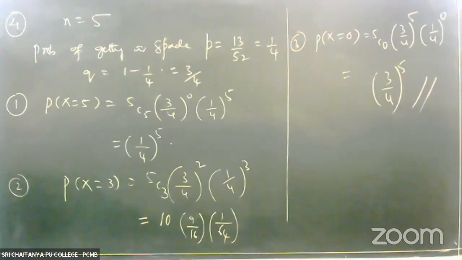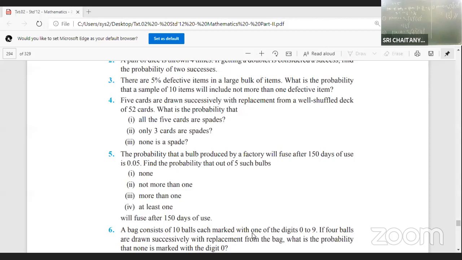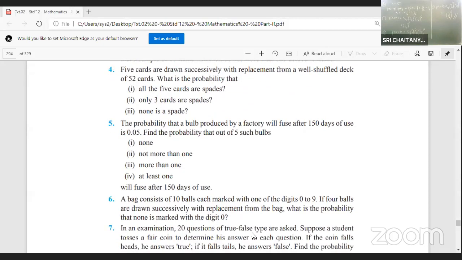P of x equals 5 is equal to 5C5. That means all the cards drawn are spades, which is 5C5 into q to the power of n minus r, so 3 by 4 to the power of 5 minus 5, which is 0, and 1 by 4 to the power of 5. There 5C5 value is 1, and the remaining value you are going to get is 1 by 4 to the power of 5, right?